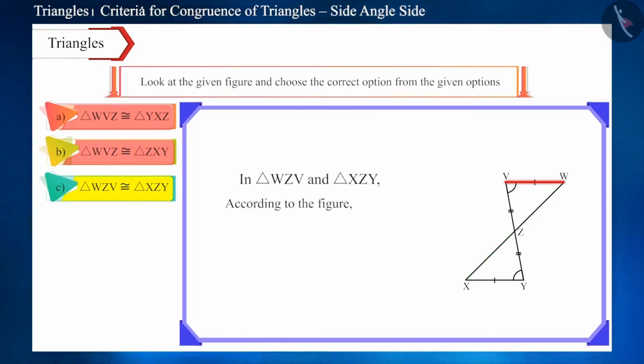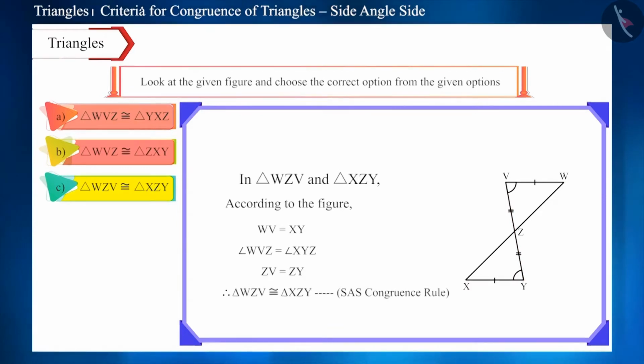According to the figure, side WV is equal to side XY, angle WVZ is equal to angle XYZ and side ZV is equal to side ZY. So, according to the SAS congruence criterion, these triangles are congruent. So, the third option is the correct option.